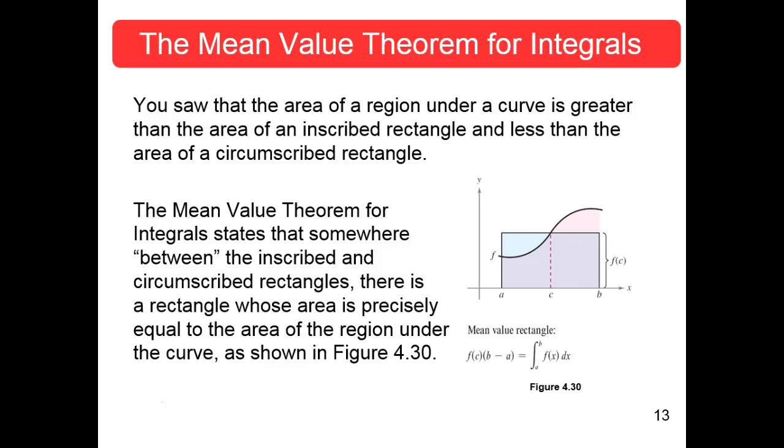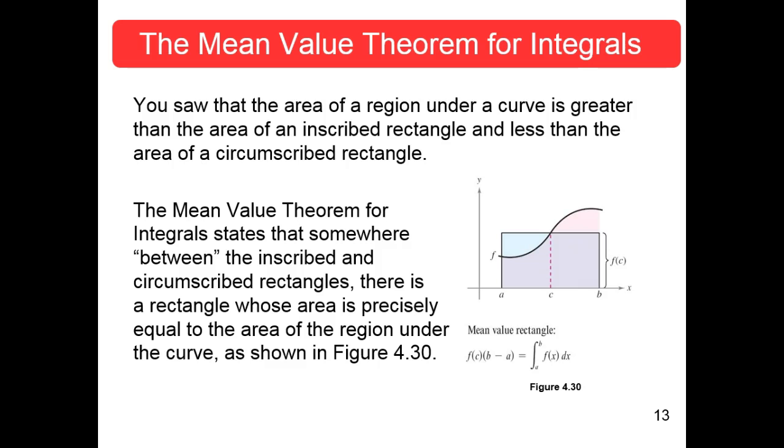So the area would be something in between. The mean value theorem for integrals states that somewhere in between the inscribed and circumscribed rectangles, there is a rectangle whose area is precisely equal to the area of the region under the curve. And that makes sense geometrically, doesn't it? Okay? If you had a rectangle up here and a rectangle down there, somewhere in between there's got to be a rectangle that's exactly the same.